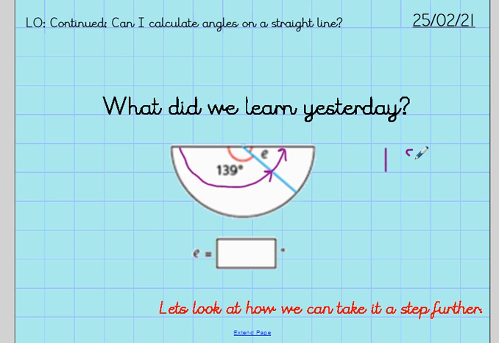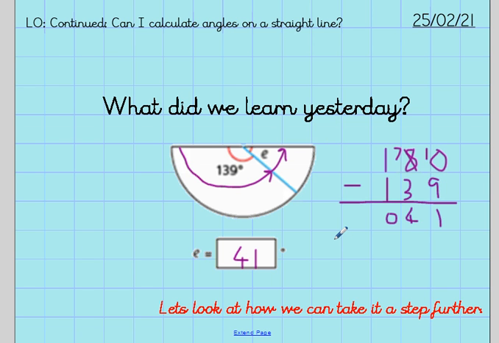So we could do 180, subtract the value that we've already got. Okay, 139. Okay, so we're going to have to edit across here, aren't we? So 10 take 9 is 1, 7 take 3 is 4, and 1 take 1 is 0. So we know that missing value is 41. Okay. So, everybody happy with that?